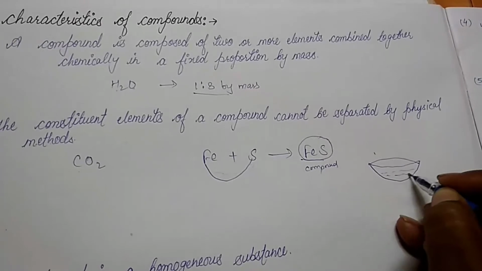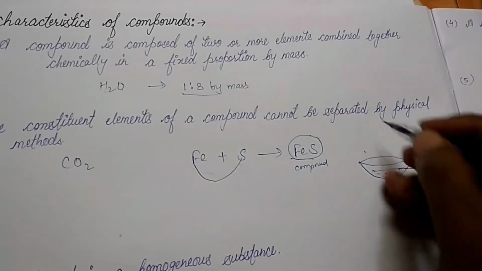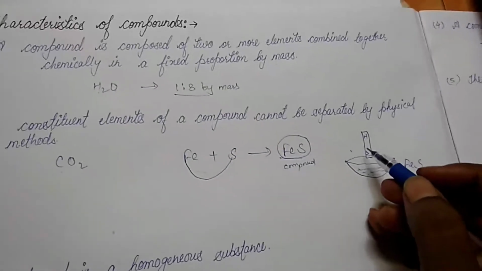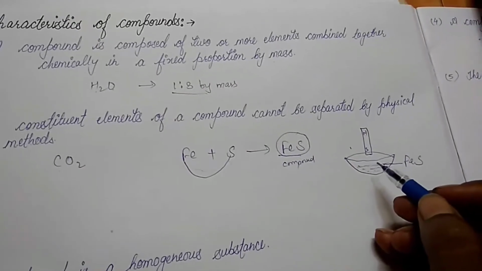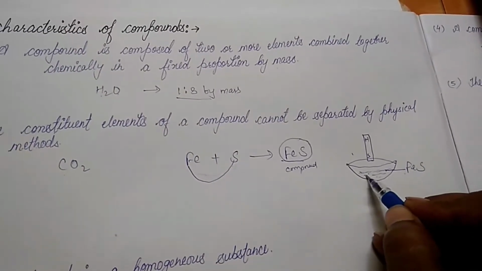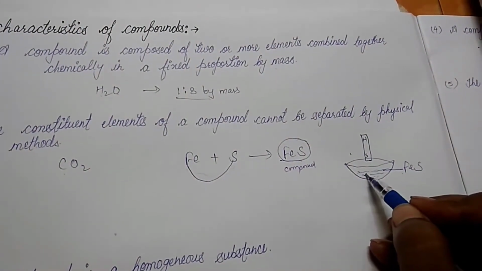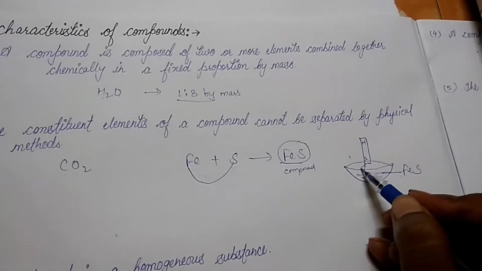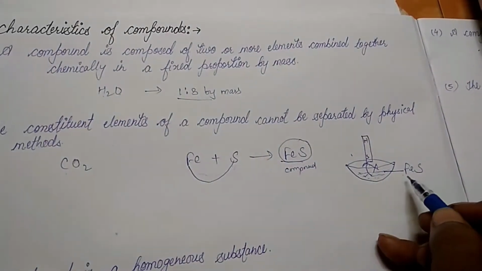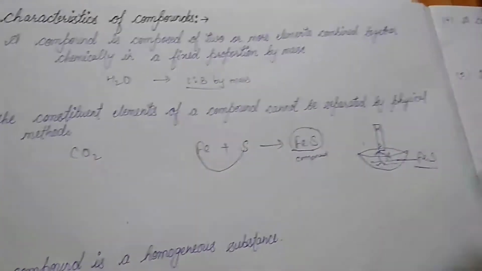Okay, suppose this is a powder of iron sulfide. Now when a magnet, north south, is brought near this compound, iron present there, iron is a metal, so iron present in there is not attracted towards the magnet. Hence iron sulfide cannot be separated by means of a magnet. Clear, children?